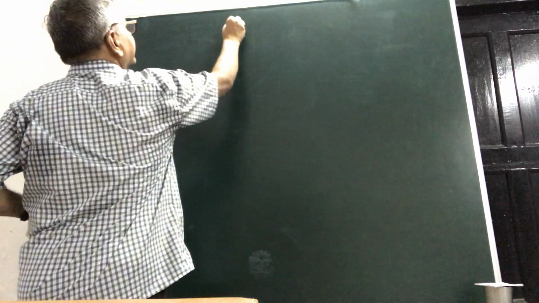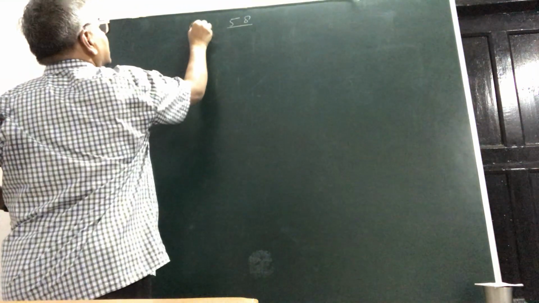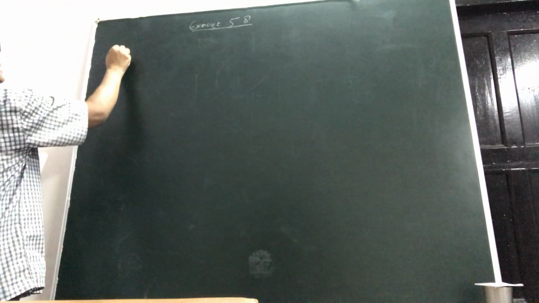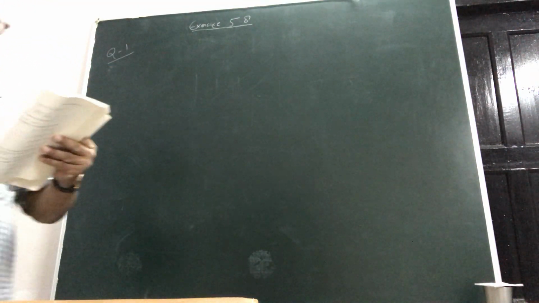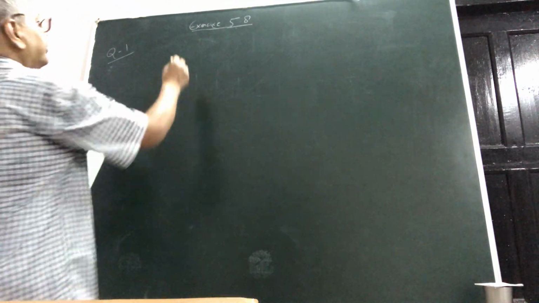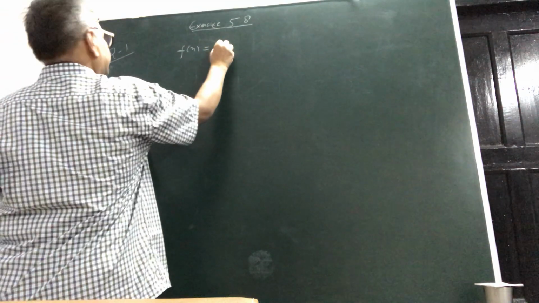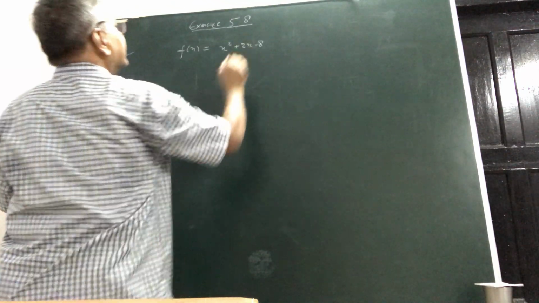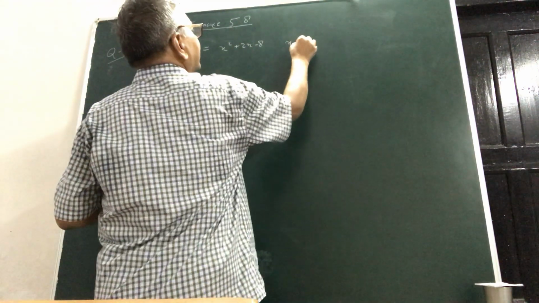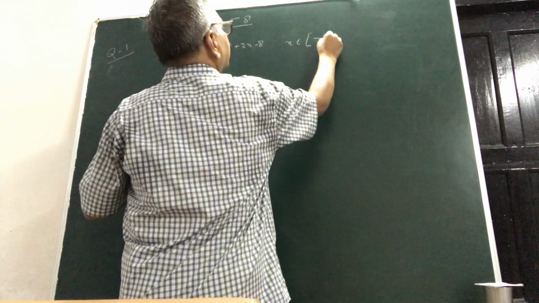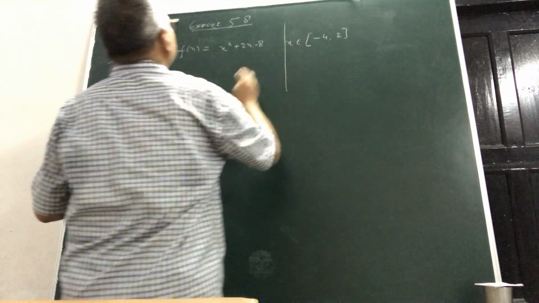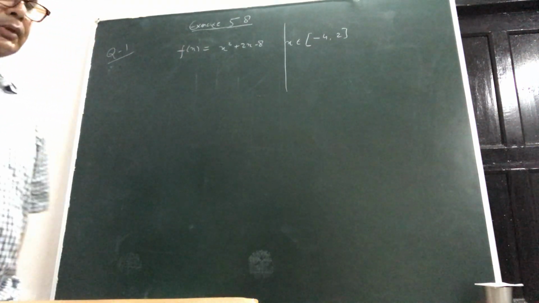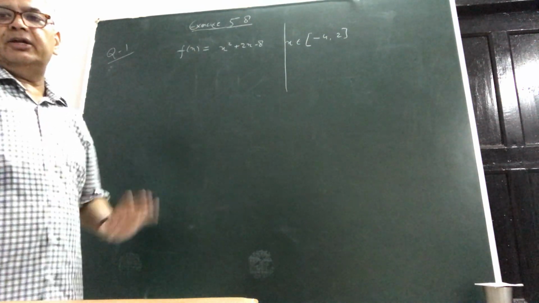Exercise 5.8. Now question 1. It says verify Rolle's theorem for the function f(x) is equal to x square plus 2x minus 8, where x is an element in the closed interval minus 4 to 2. So this is your polynomial. You have to verify whether Rolle's theorem holds therein or not.